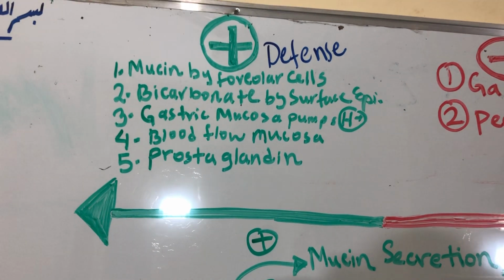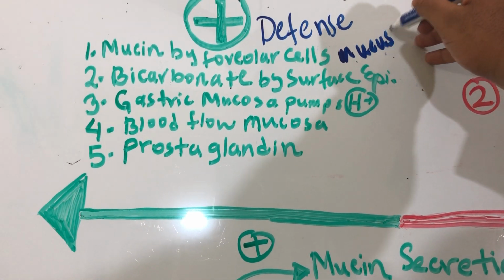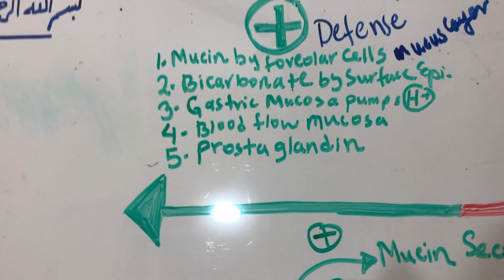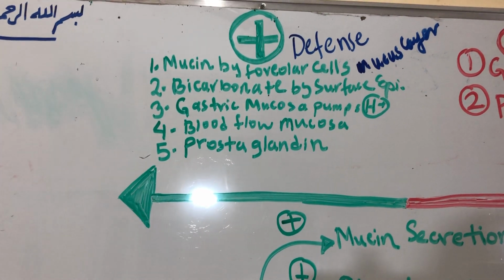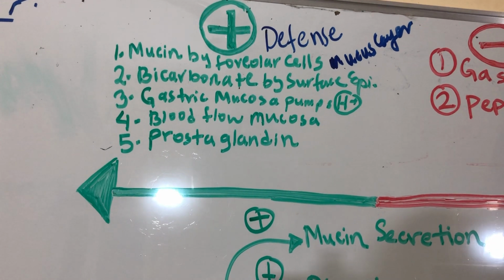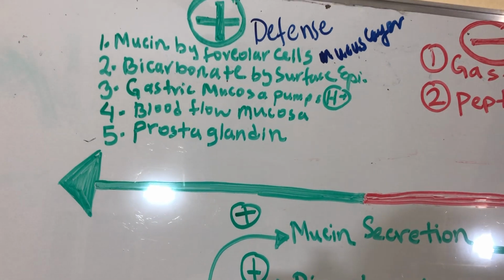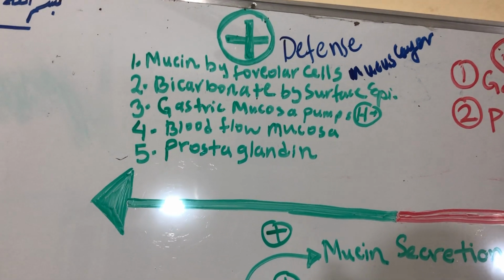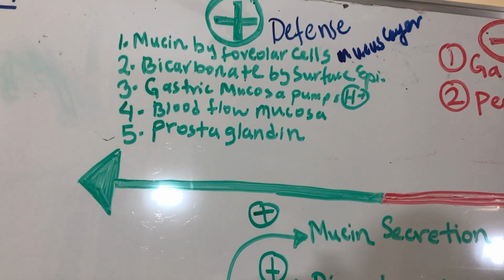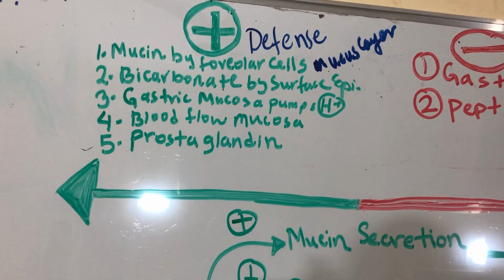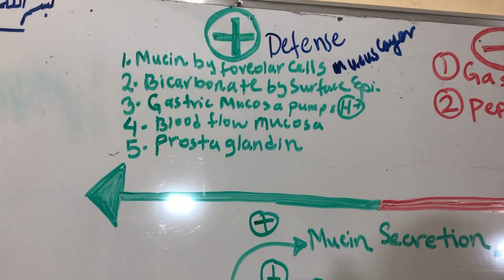Okay, the defense mechanisms are, first of all, the mucin secreted by those foveolar cells, giving us a protective mucus layer. Also bicarbonate that is secreted by the surface epithelium. Why is bicarbonate important? Because bicarbonate neutralizes acid. So that mucus layer must be rich and full of bicarbonate in order for it to counter and resist that force of acidity in the content of the stomach.